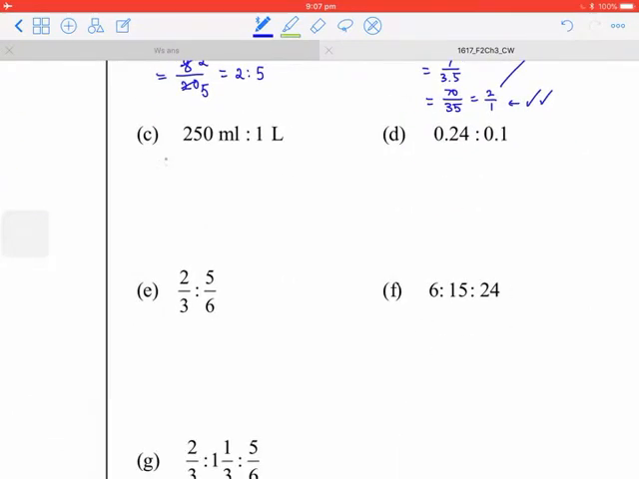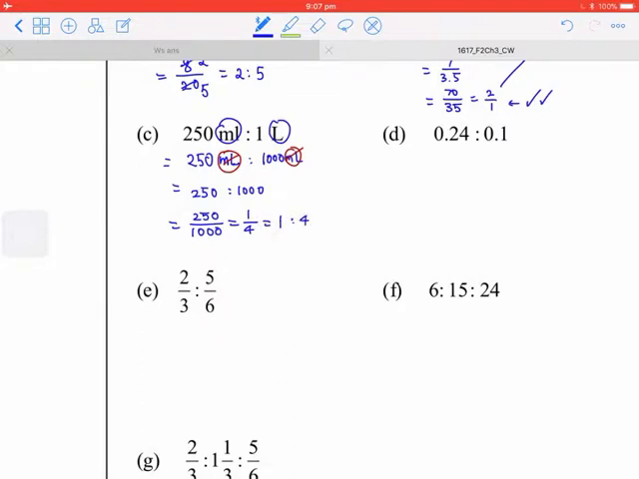And then for this one, they do not have the same unit, so you cannot cancel them, but you can change it to become the same unit. So 1 liter is actually 1000 milliliters. When you have the same unit here, you can just cancel it, and then you have 250 to 1000. So you change it to a fraction again, and you have 1 over 4. So the ratio becomes 1 to 4.